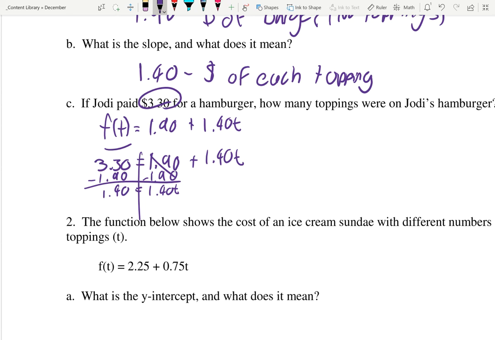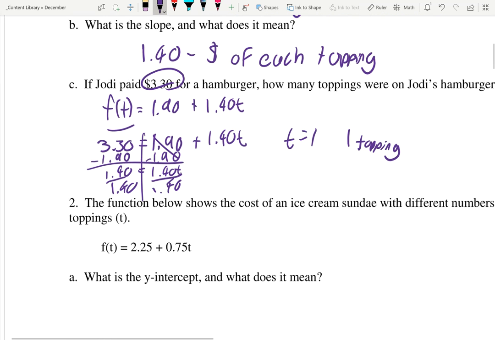So $3.30 was the cost of the burger. We take out the $1.90 that it was the cost of the burger just plain. And now we have $1.40 remaining. $1.40 is how much we paid for toppings. And since each topping costs $1.40, right, that means we bought simply one topping. t is equal to 1. So we bought one topping.